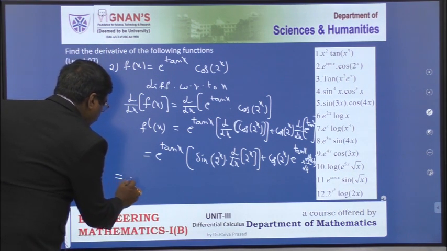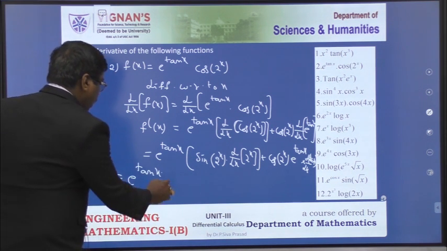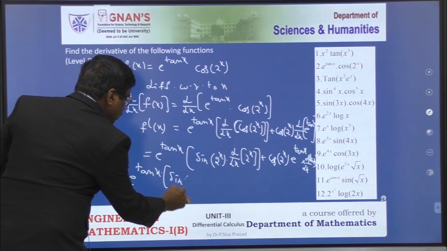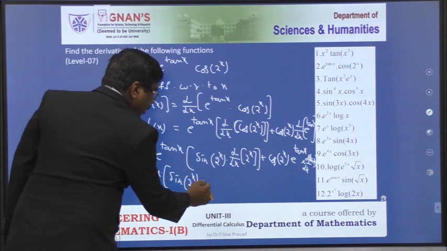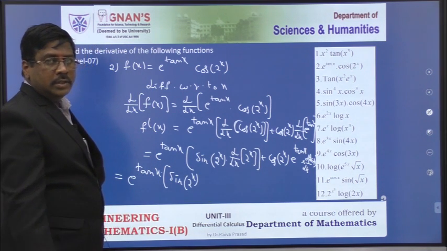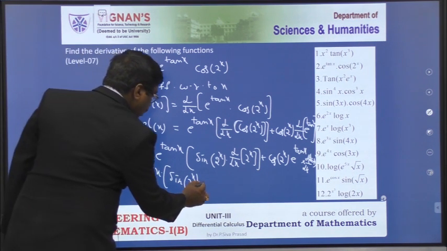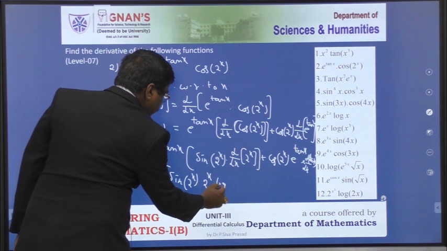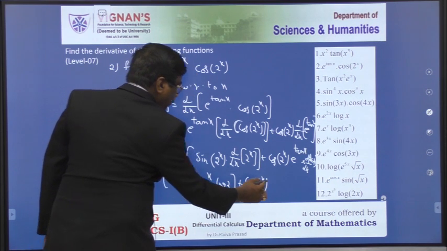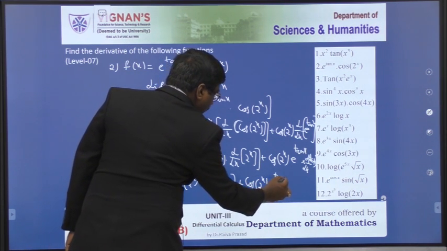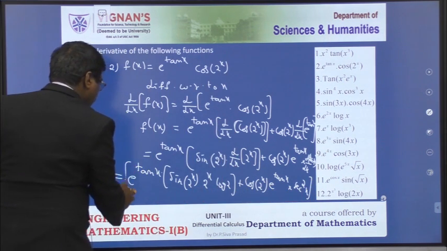Now this is equal to e power tan x into sin of 2 power x into d by dx of 2 power x. That is the formula you already learned: d by dx of a power x is a power x into log a. So this is 2 power x into log 2, plus cos of 2 power x into e power tan x into the derivative of tan x, which is secant square x. This is the total derivative of the function.